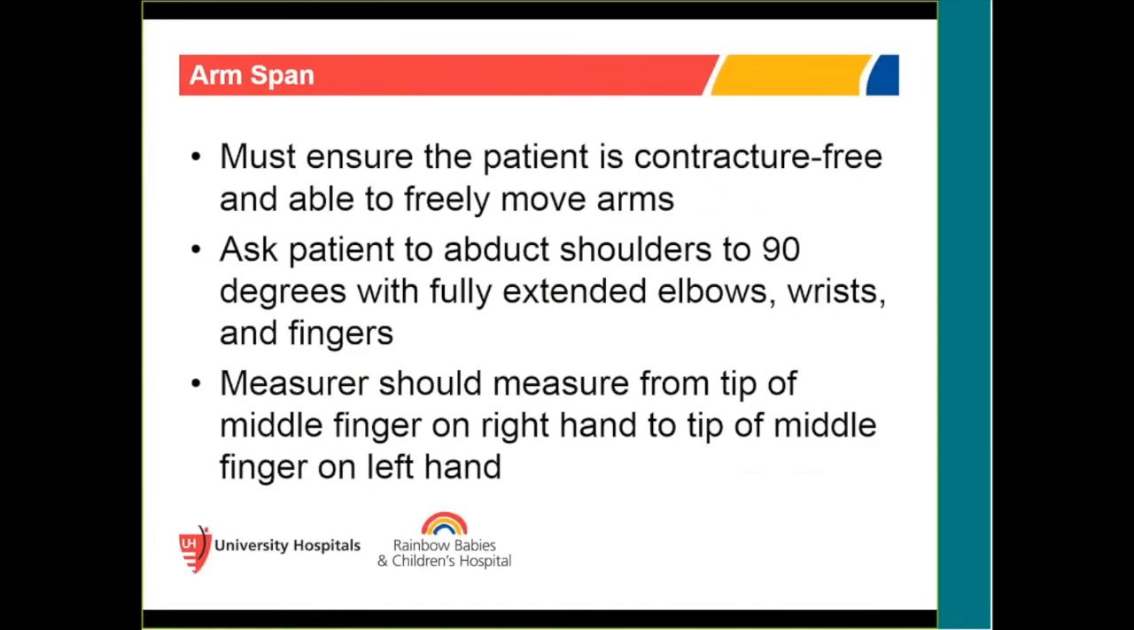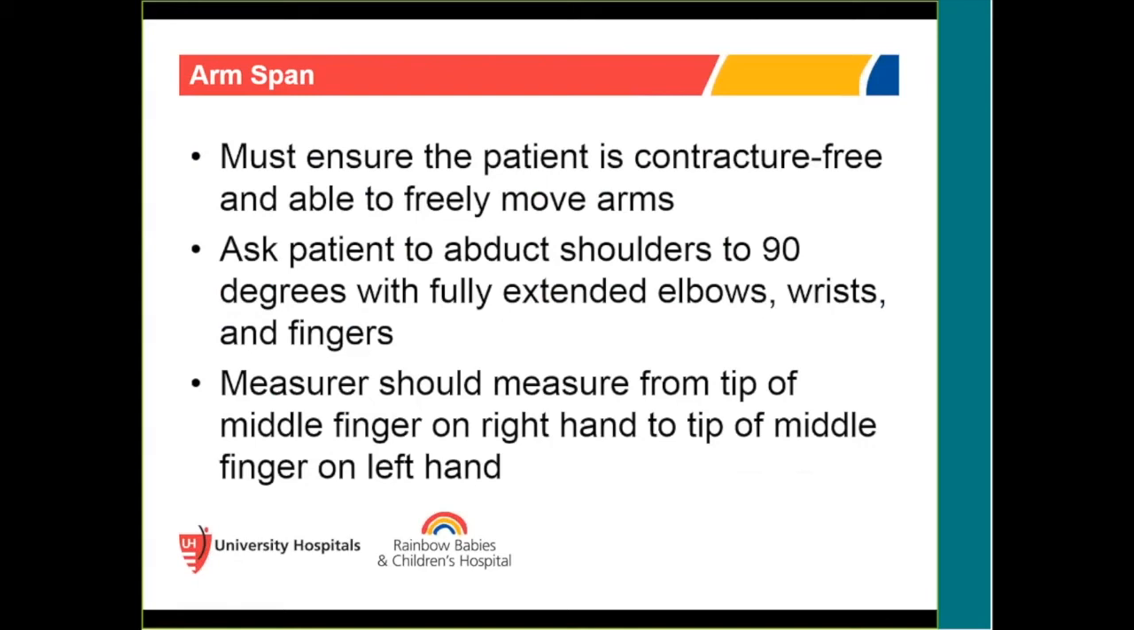Arm span is something that I don't use often in children with cerebral palsy, but I have used it in children with spina bifida. And there have been occasions where I've been able to use this measurement, or I've had to use it because the knee height wasn't possible. So the arm span, we would want to be sure that the patient is contracture-free and that they're able to completely stretch their arms out straight.